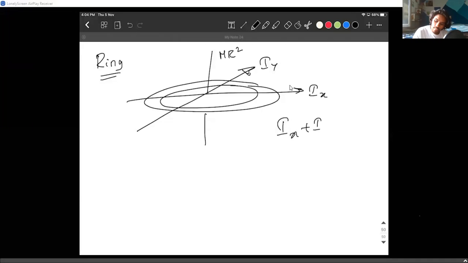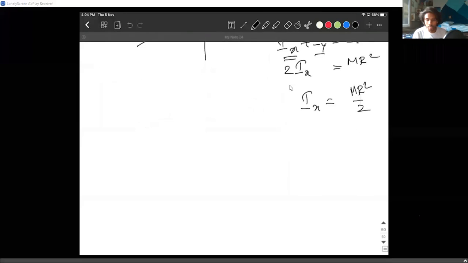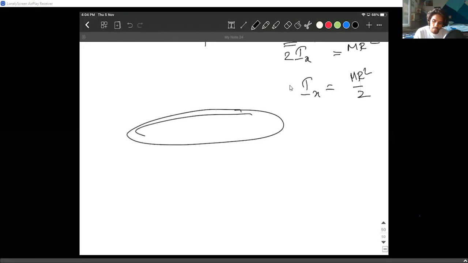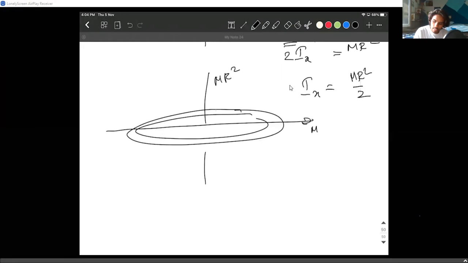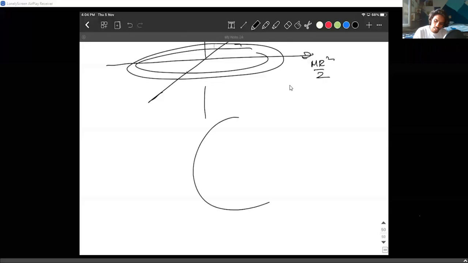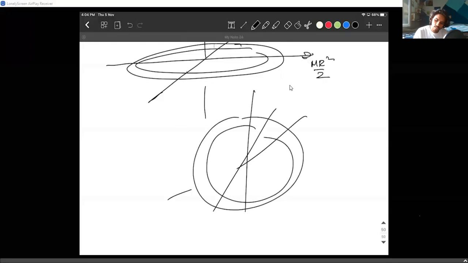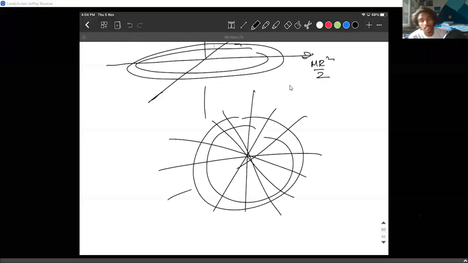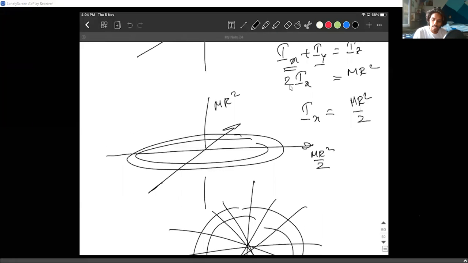So Ix plus Iy equals Iz. Iz is clearly mr square here, and everyone knows Ix and Iy are equal. So I'm writing 2Ix, or 2Iy, it's fine. So Ix equals mr square by 2. Don't get confused by these values. So for a ring, about this axis the moment of inertia is mr square, and about this axis it is mr square by 2. About any diameter of a ring, the moment of inertia is always mr square by 2. It doesn't matter. Remember this idea.